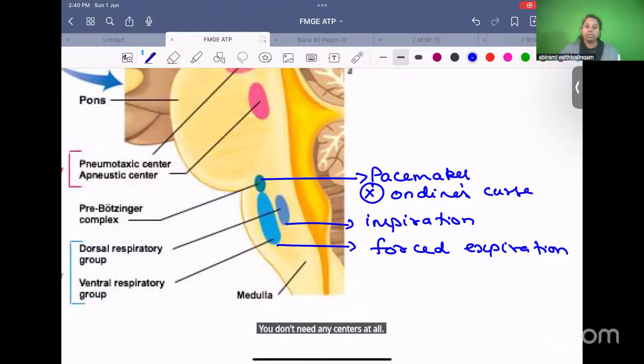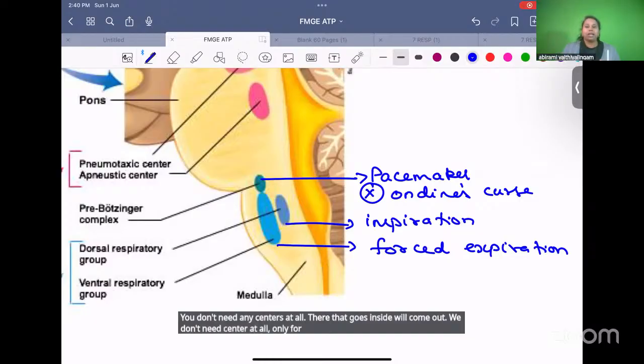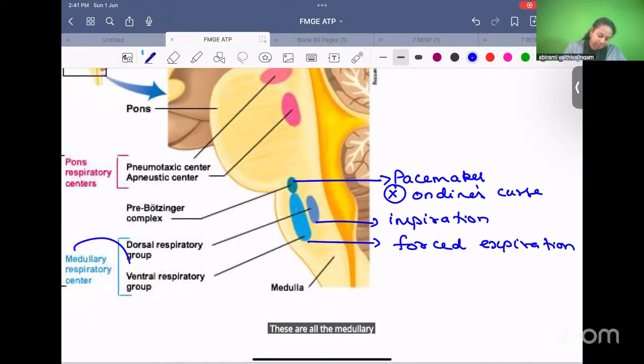The air that goes inside will come out. We don't need a center at all. Only for forced expiration, like if you hyperventilate, or you climb a mountain, you sing on a high pitch, you take a deep breath. When you do all this, that is forced expiration. These are all the medullary centers in the medulla.